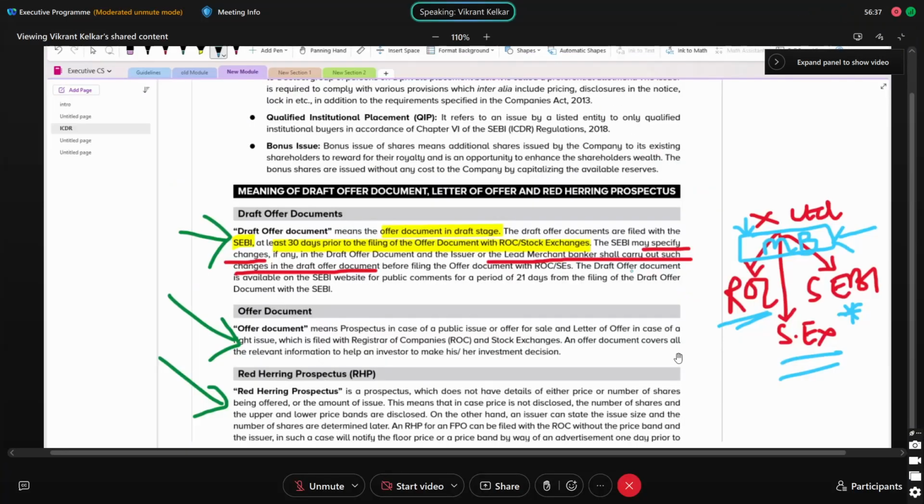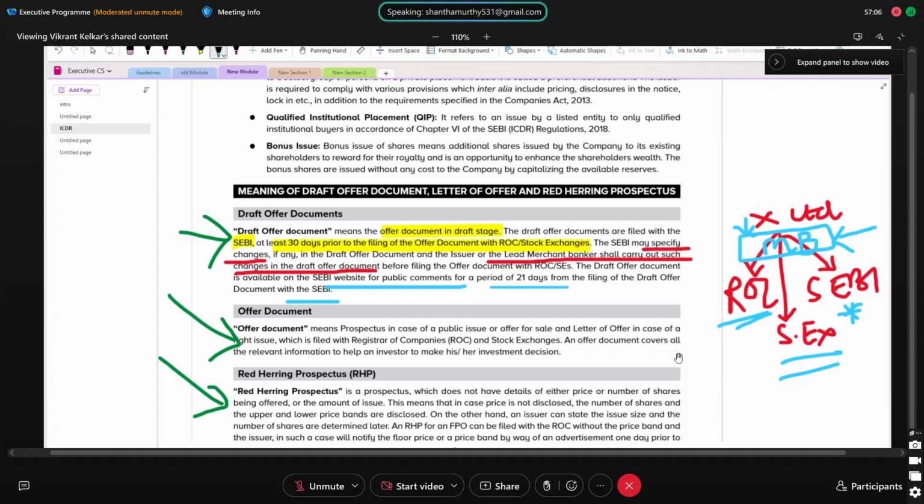So the offer document is available on SEBI's website for public comments for a period of 21 days from the filing of the draft offer. Now tell me, this is the matter between the company and SEBI. The company has appointed a merchant banker. He has prepared the offer document, and he is now getting permission from SEBI. What does the public have to do, and what do public comments have to do in this scenario? ये public किधर से आ गई बीच में?